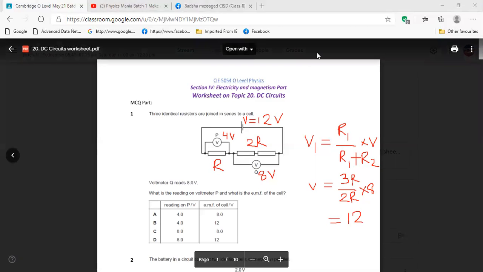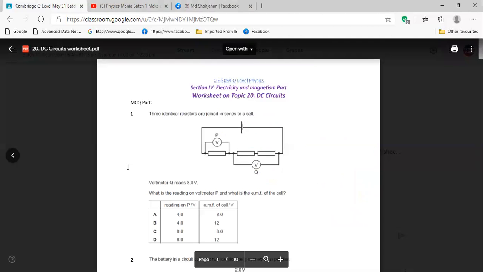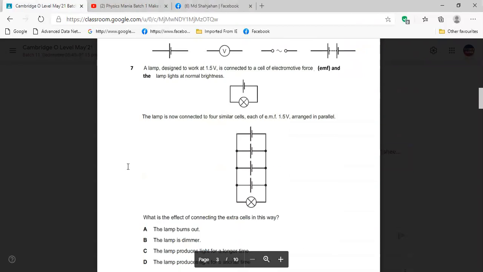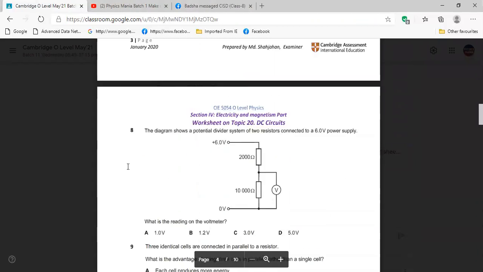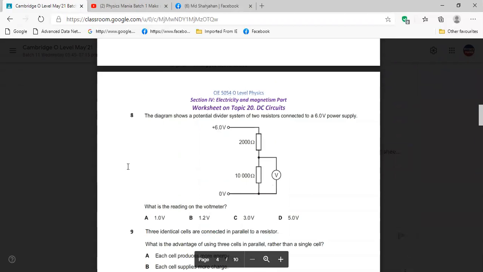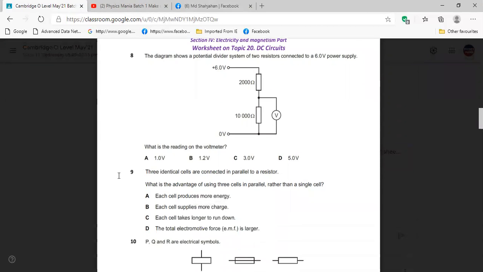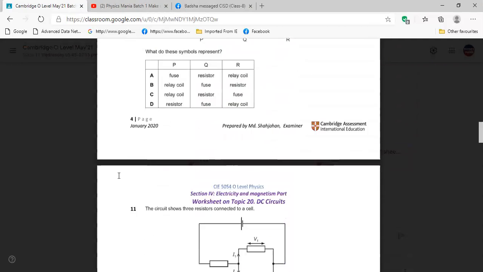Then question number which one? Sir, 8. Isn't it D? Dhaka? For 8 you had a question mark, right? Yes, I did it now. This one we gave in the notes also, right? Yes, sir. So your answer is Dhaka. Simple, right? Yes, sir, using the potential divider rule.